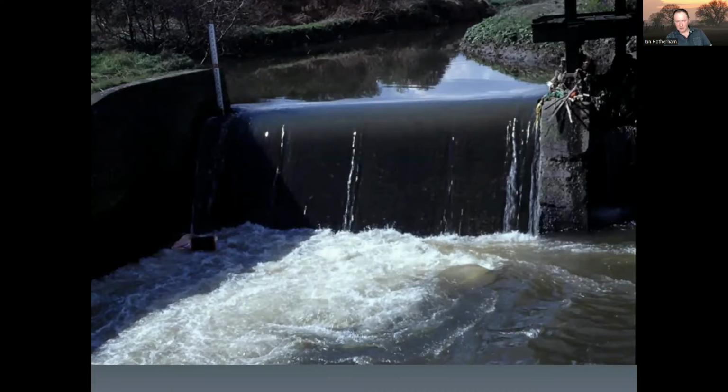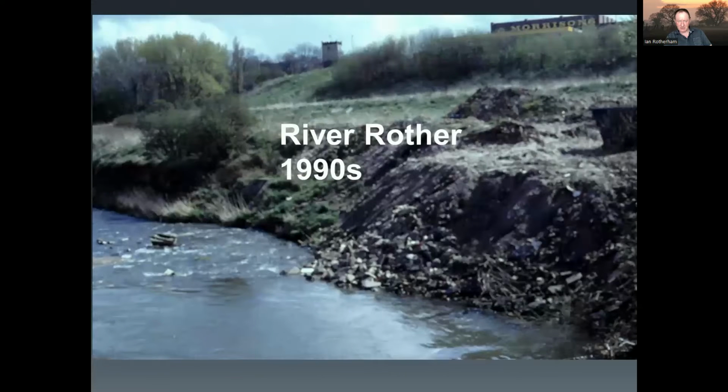This is the River Rother and sluice on that. And again, this becomes important in terms of water quality and water quantity. That's the River Rother near Staveley back in the 1990s, and you can see just raw slag and waste material being bulldozed into the actual watercourse. Totally illegal, but nobody bothering about it at all.